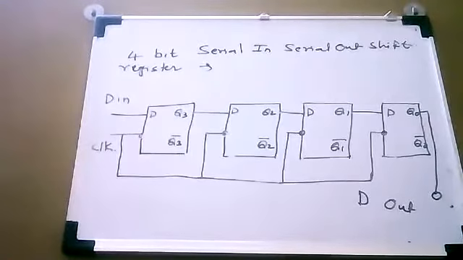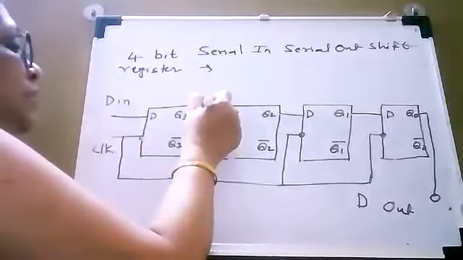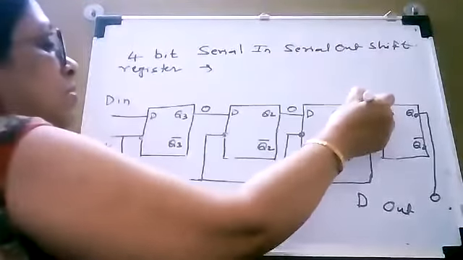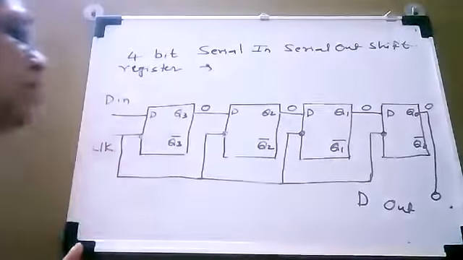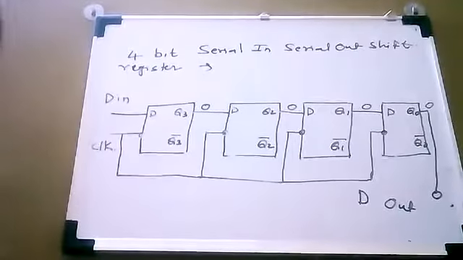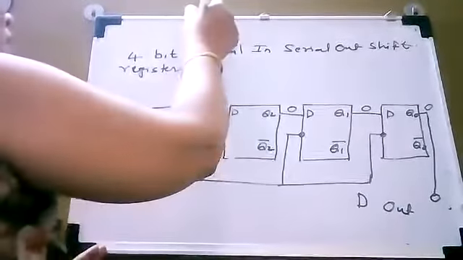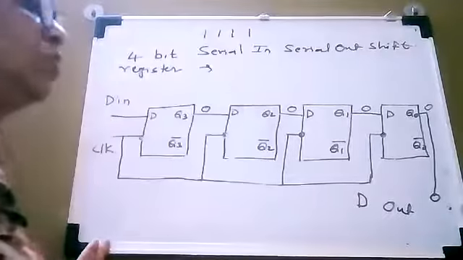Okay. So now suppose the initial state, the previous state of all the flip-flops, is 0. So let us consider all flip-flops having output equal to 0. Okay. And we want to apply the data 1, 1, 1, 1 to the shift register, and we are going to input it in a serial fashion. So we are going to apply the data 1, 1, 1, 1.